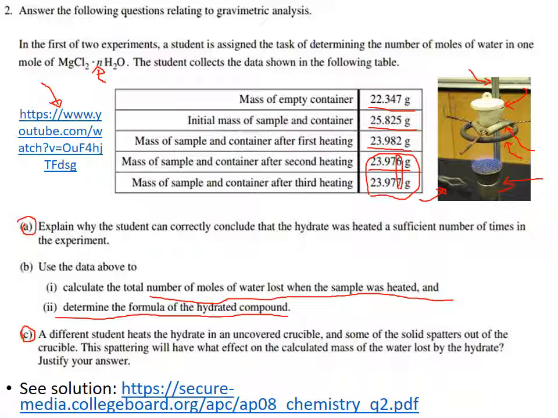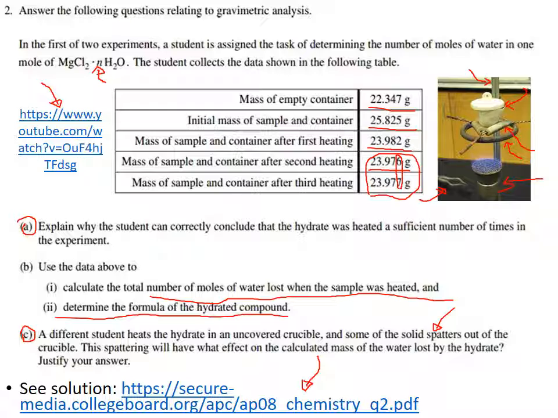And then you have a little bit of a thinking question, an extension question. A different student heats the hydrate in an uncovered crucible, and some of the solid spatters out of the crucible. This spattering will have what effect on the calculated mass of the water lost by the hydrate? Justify your answer. There is a solution provided here, but don't jump straight to the solution. You need to try it yourself first. Think about this question. Think about how that will affect your data.